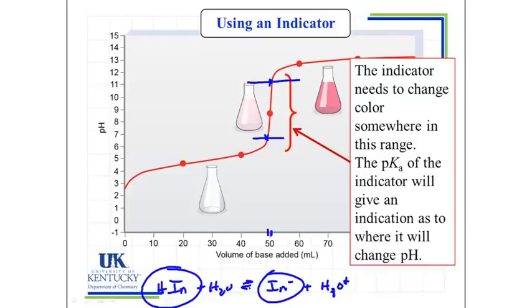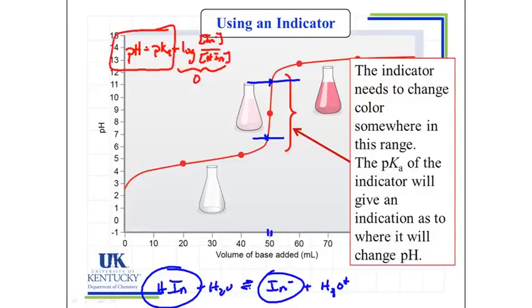And if the Henderson-Hasselbalch equation applies, and we'll write it, pH equals pKa plus the log of the base, which is In minus, over the acid, which is HIn. When there's equal amounts of HIn and In minus, this term is 0. So pH equals pKa. So if you know the pKa of the indicator, you're going to know the point at which you have equal amounts of both of these, and that's the switchover point for the color.